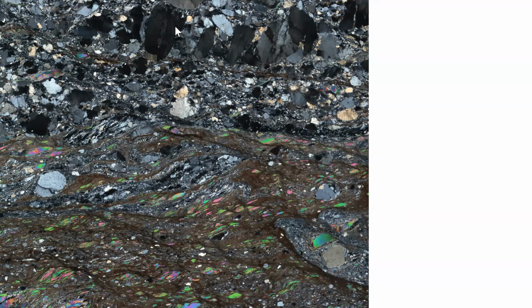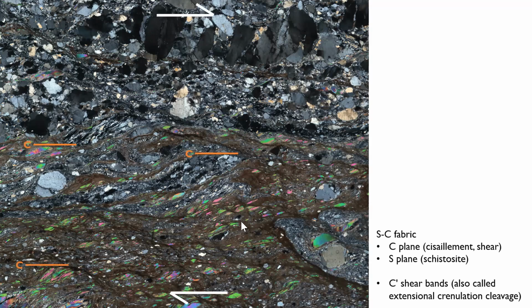And here you can see a feldspar porphyroclast that has undergone brittle fracture, and the fractured pieces have been pulled apart from each other. So these two regions are forming quite differently from each other because the minerals in them have different strengths. Particularly in the mica-rich region down here, you can see the development of SC fabric.